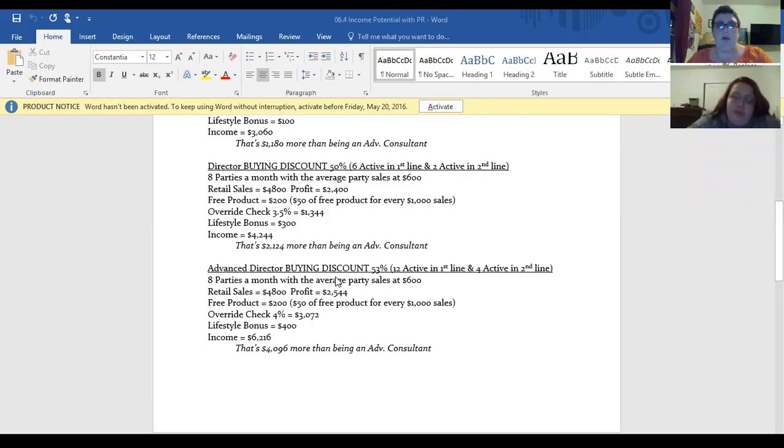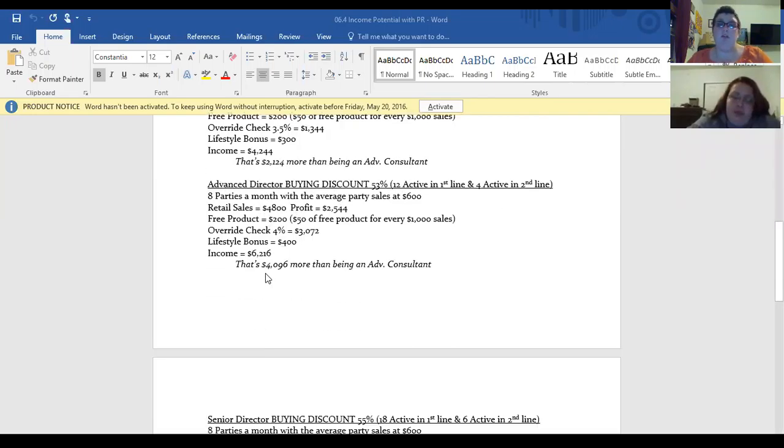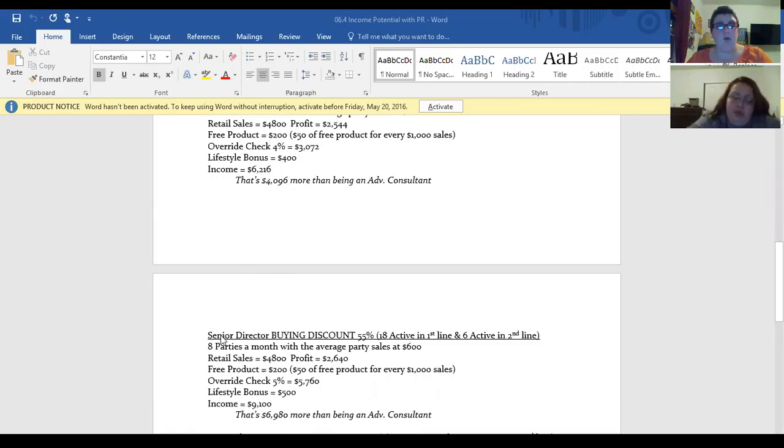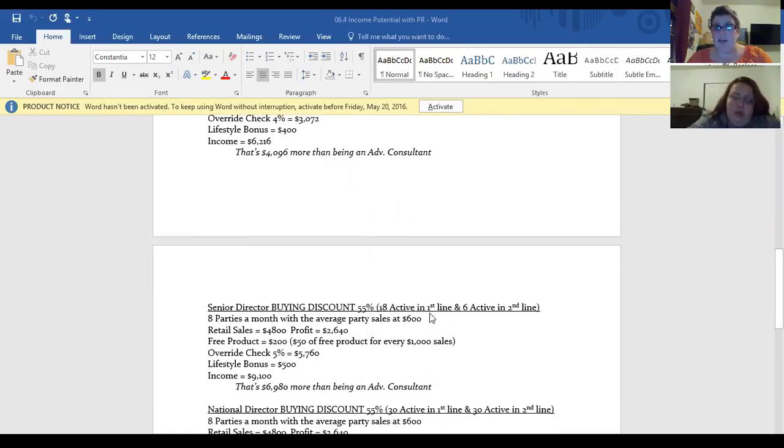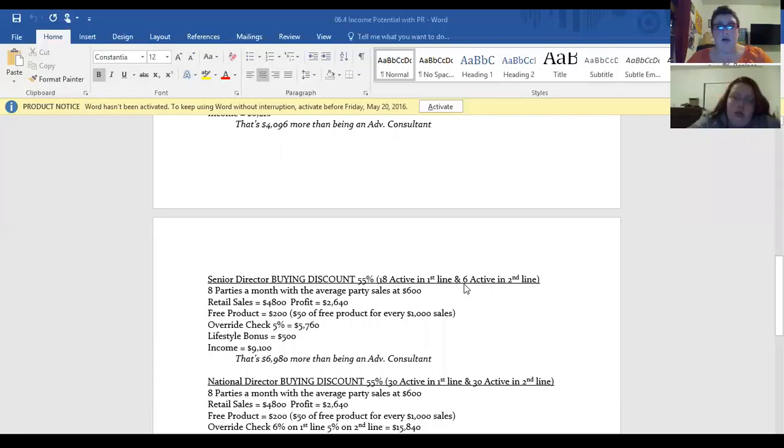It's going to bump up. You're going to bump again when you become advanced director. You're going to bump again when you become a senior director. You're going to have a 55% buying discount, 18 active downlines, 6 active second downlines. You're still averaging the 8 parties, $600 of each party, profiting $2,600 at this point, getting your $200 free product. But at this point, you're getting 5% of your team. They're mimicking what you're mimicking. So $5,760 in your pocket override, and a lifestyle bonus of $500.